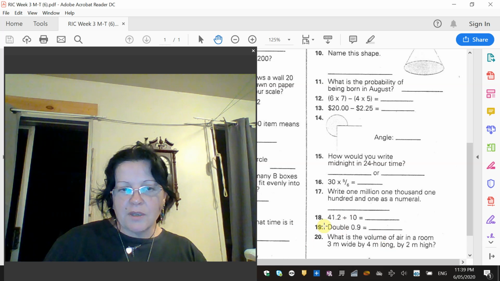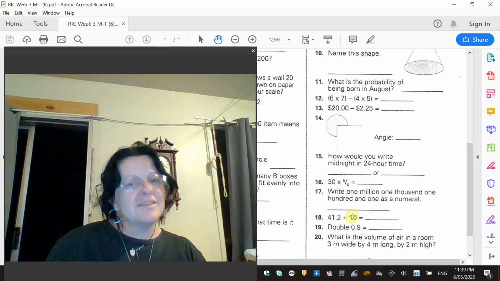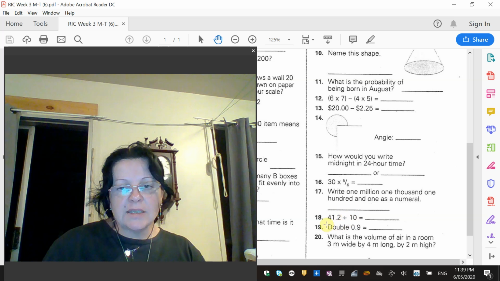Oh, I missed one. Sorry. Okay, even easier. So if we are dividing, we're going to make this number smaller, so we're going to move the decimal to the left. How many places are we going to move it? We're going to move it once because there's 1 zero. So here we go, and put it in between here. So the answer is 4.12.